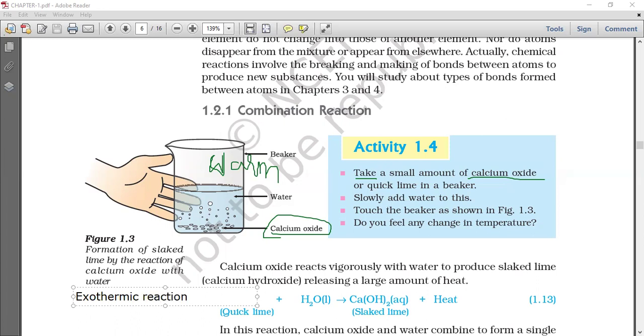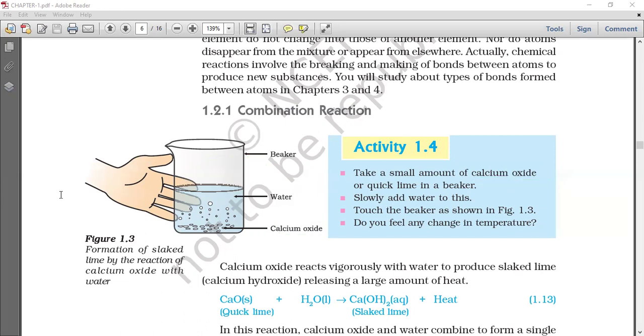So what is an exothermic reaction? In any chemical reaction, if heat is liberated or produced, such reactions are known as exothermic reactions. In this reaction, heat is produced, heat is coming out. So this is an example of an exothermic reaction. Now touch the beaker. Do you feel any change in temperature? Yes. You write the answer here. Yes.